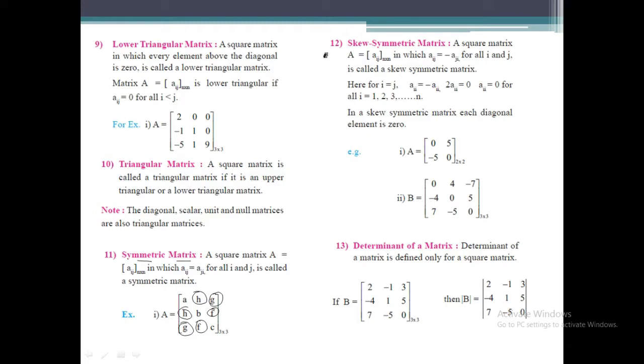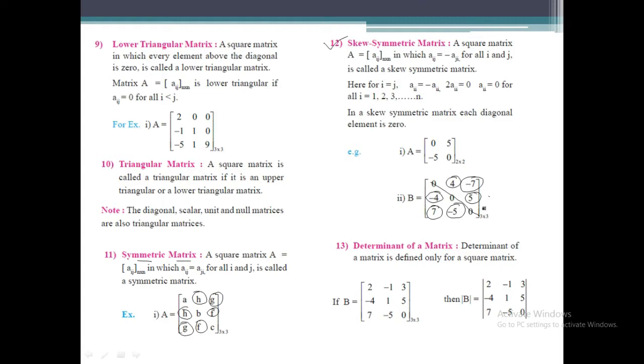Now what is the meaning of a skew symmetric matrix? A skew symmetric matrix is of a similar type as that of a symmetric matrix, only it will have the opposite sign. It means above and below the diagonal the elements will be the same, only their sign will change. If this position has a negative sign, it will have positive. If this is positive, this will have negative. Here it is negative, so here it is positive.